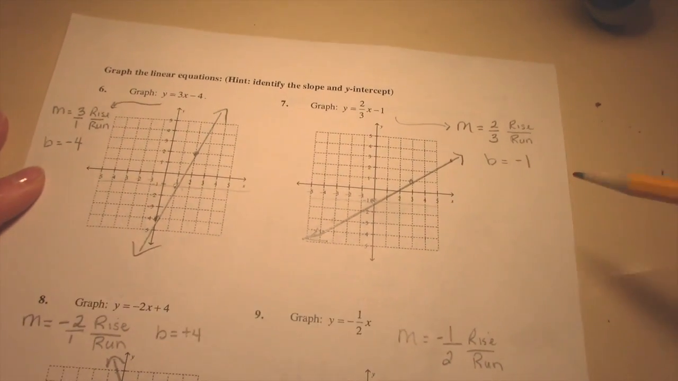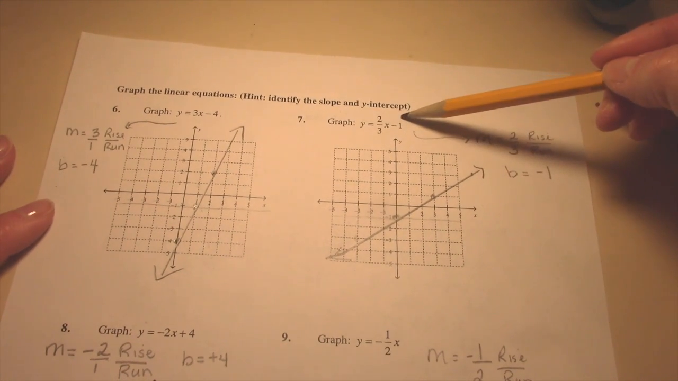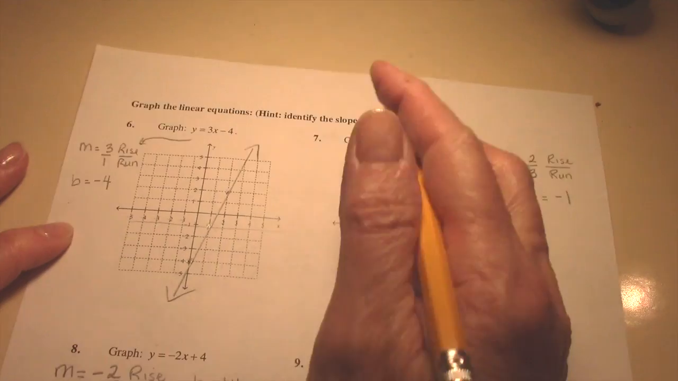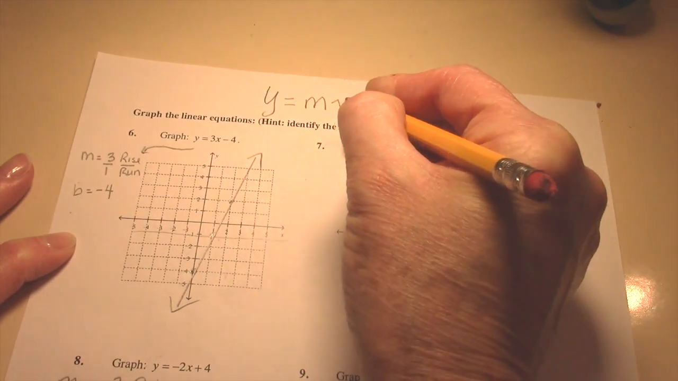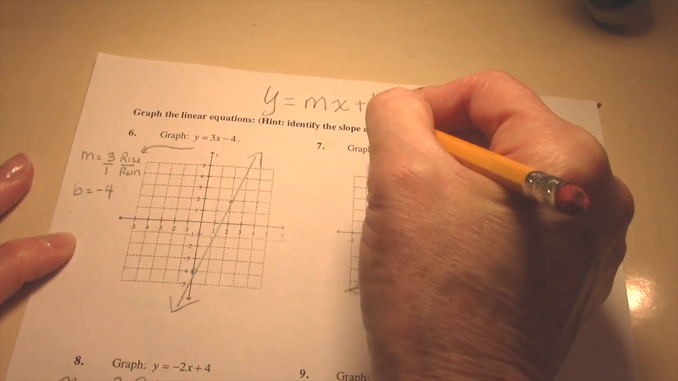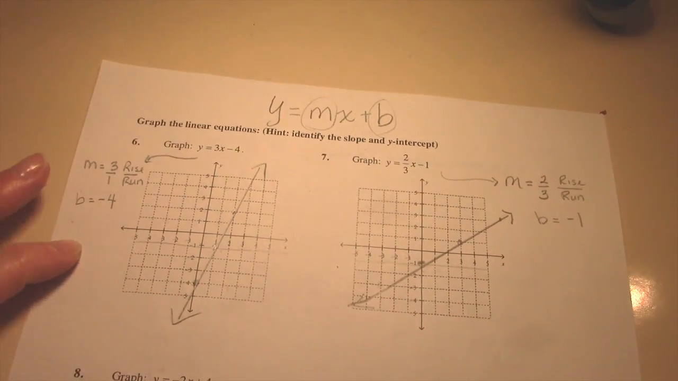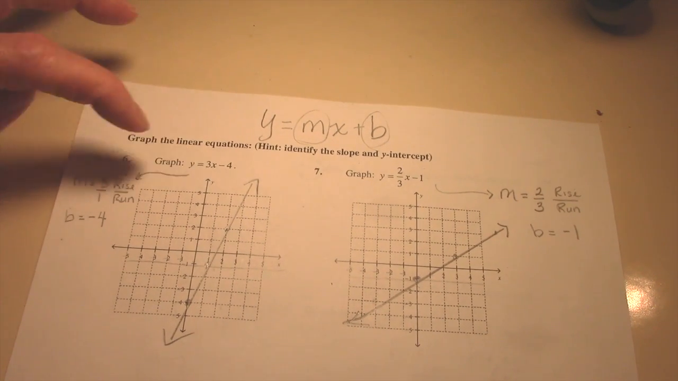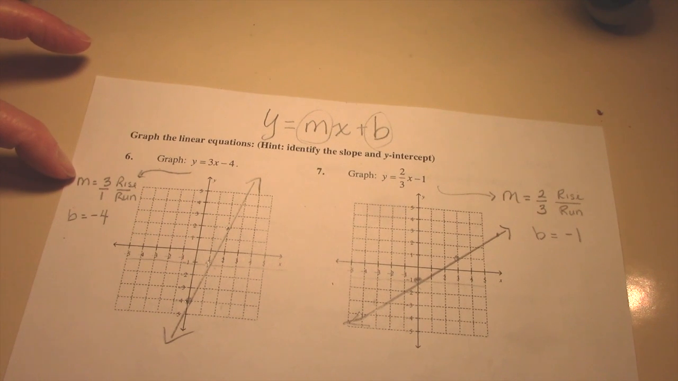Okay. Graph these linear equations, identify the slope and the y-intercept. That's your hint. This is the shortcut page. So remember, what is the form of the equation always? Y equals mx plus b. So you can pick out your m, pick out your b. Okay, so having said that, let's look at the first one. I always write it down. Do not try to remember this stuff in your head.